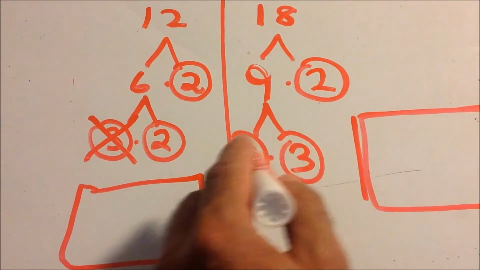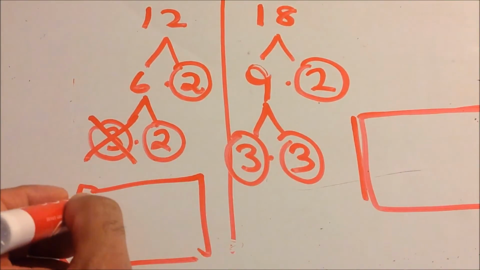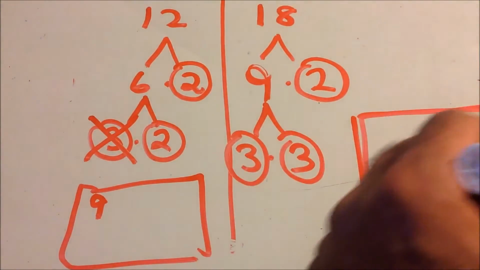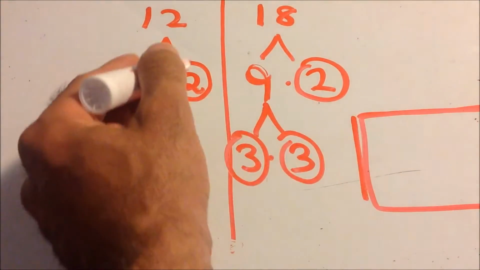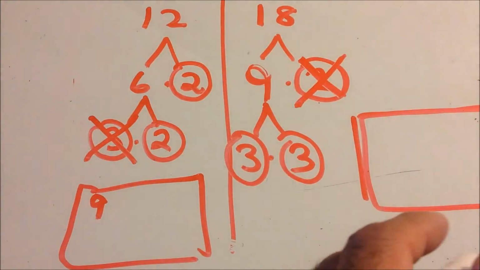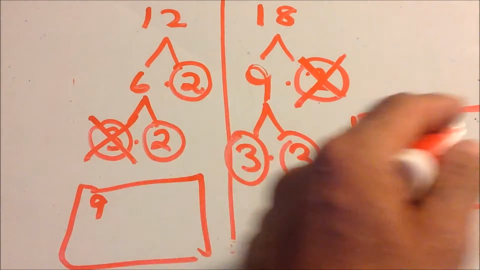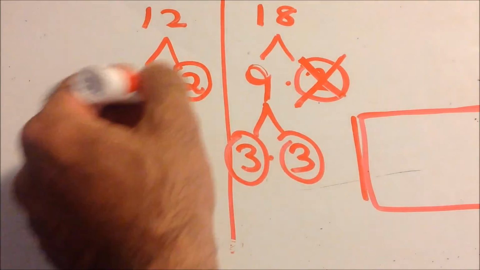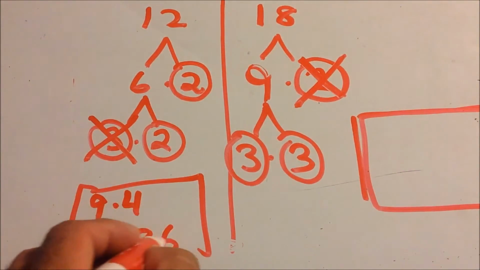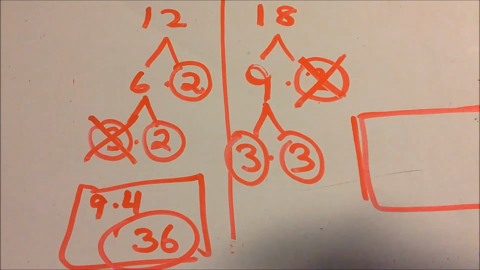Right? So we're going to keep these two 3's, and 3 times 3 is 9, so we can just put a 9 in the factor box. Now, who has the most 2's? 12 has the most 2's, so we can get rid of this 2. Remember, we're only looking at the circled numbers, the prime numbers. So 2 times 2 is 4, and 9 times 4 gives us our LCM of 36. It's the same number we got when we used the box method.